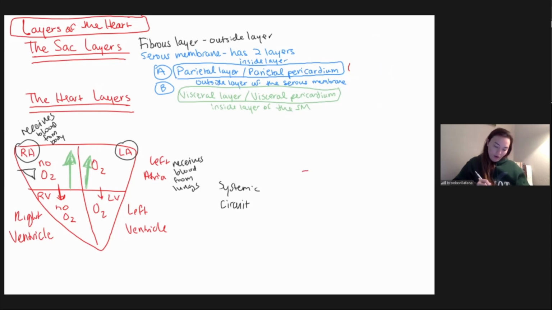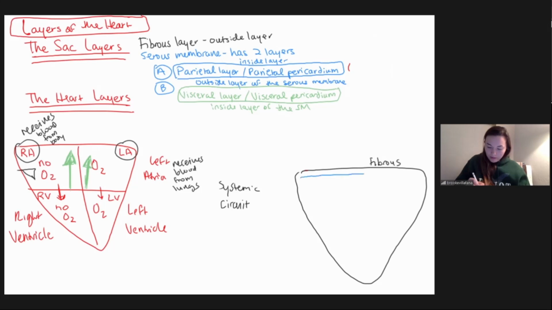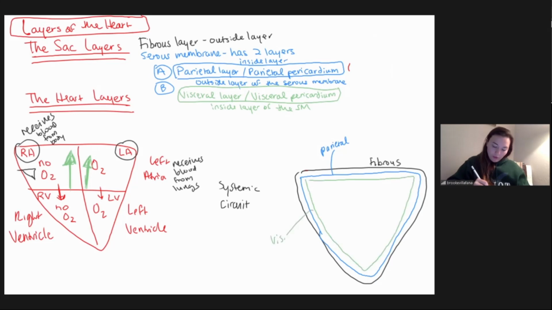So if we're picturing our heart, I have my fibrous layer, right? Fibrous. Then I have my parietal layer. Remember, there's no serous membrane layer because the serous membrane just has an outside and an inside. So here's my parietal, and then I have my visceral. Okay. Floating in between the parietal and the visceral, do you guys remember what's in between those two? Hopefully that's ringing a bell.